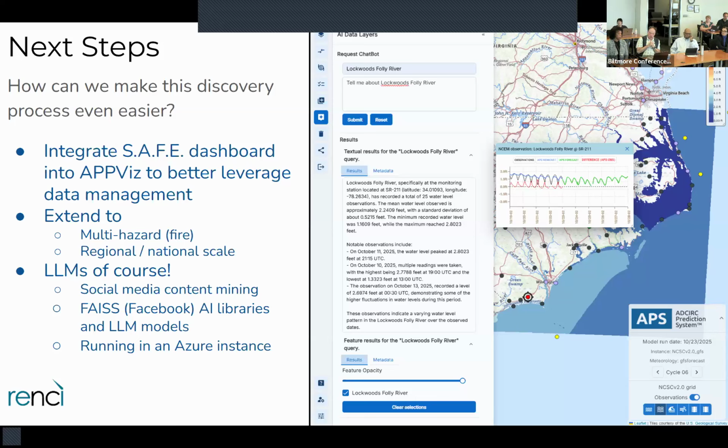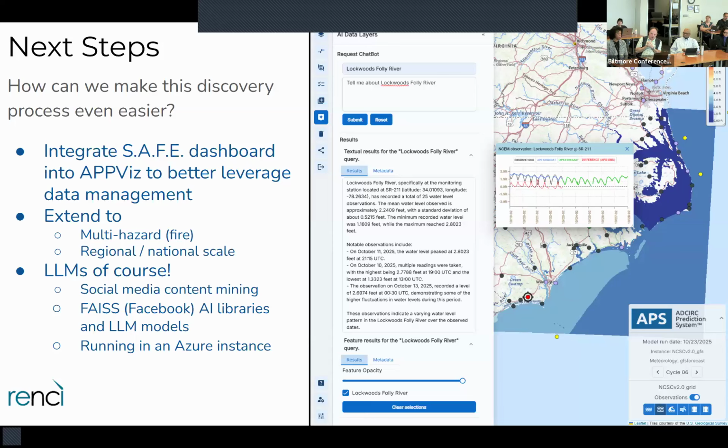I really want to extend it to multi-hazard. I don't know anything about fires or tornadoes, but they're real problems. Landslides are another one. And certainly get beyond North Carolina and start thinking about regional, Southeast versus Gulf of Mexico. A very long range vision is that it's all hazard, all scale, which would be tremendous. But it would involve quite a lot of data management and thinking about how to organize all that.